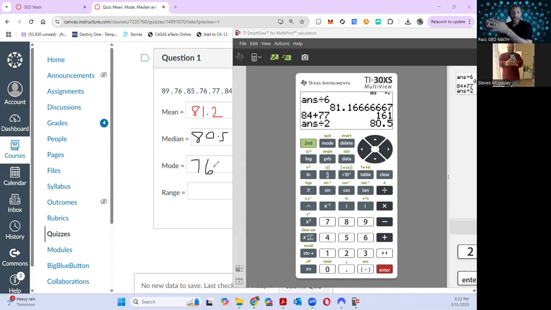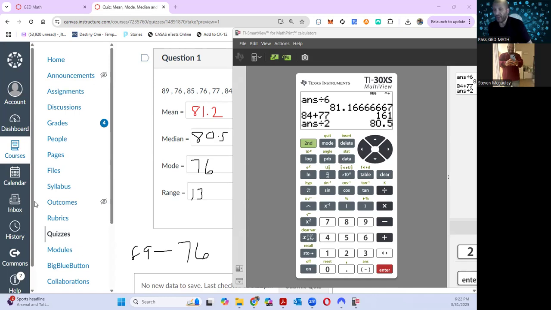Now, range is easy. What's my highest number? 89, minus the lowest number. What's my lowest number? 76. What's 89 minus 76? 13. That's how you find the mean, median, mode, and range.